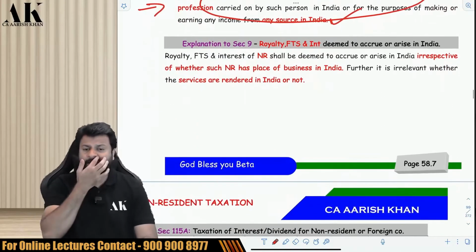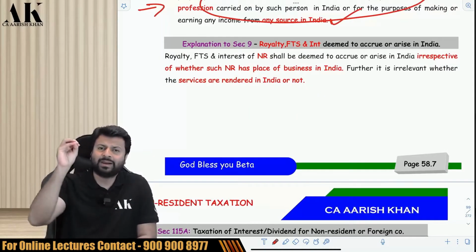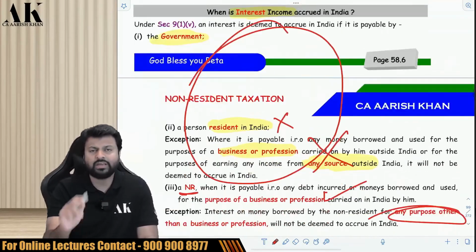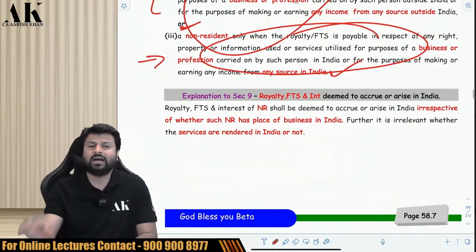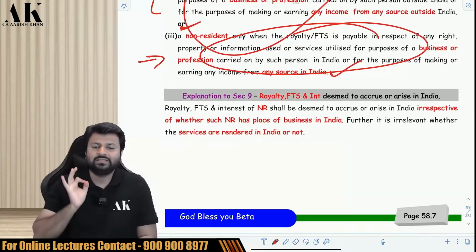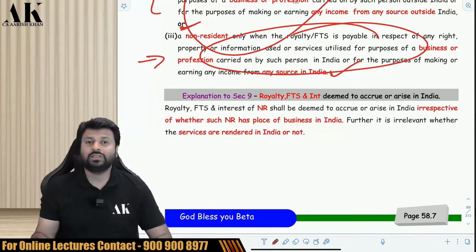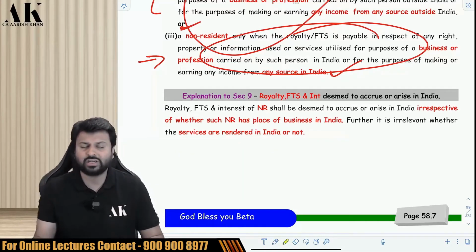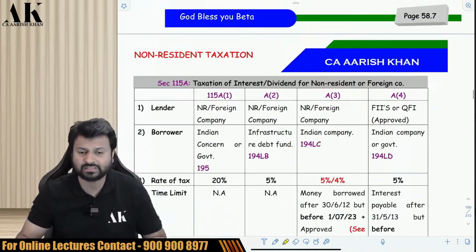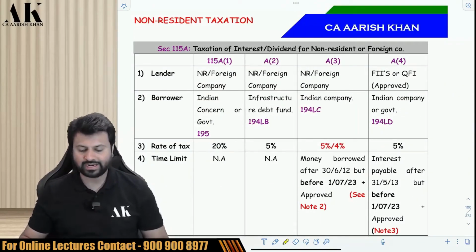Okay. Now, in case of royalty, FTS and interest, the government has said that these incomes are by default deemed to accrue or arise in India if they fulfill whatever is written over here. They need not render services in India. They need not have any place of business in India. They need not have any business connection in India. So these incomes are deemed to accrue or arise in India without any place of business, without any business connection, without any kind of permanent establishment in India. Check it please.